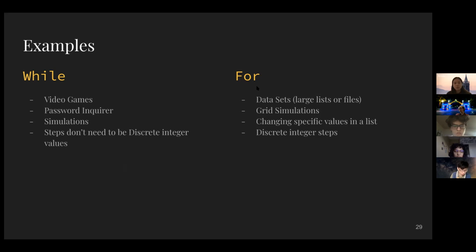And then for loops are mostly for going through large data sets. So if you wanted to change each element in a really large data set, you could do that. Grid simulation. So if you have a 2D matrix, like a square, it's really easy to use for loops because you can have 2 for loops nested in each other. And so you'll also see that a lot. Yeah, and then for loops are also more discrete integer steps.